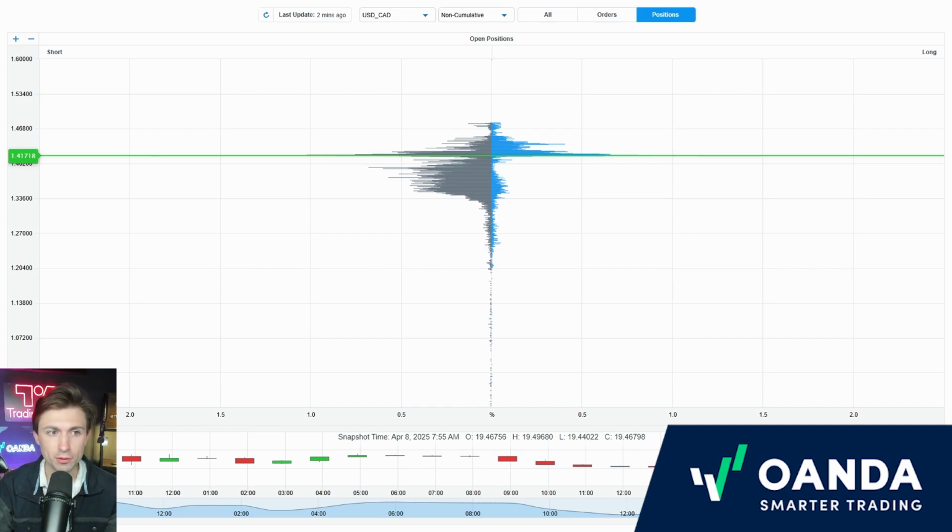Here's one more example using the US dollar versus the Canadian dollar. What we can see here is a pretty clear distinction: a lot of sell orders below current price, and then a smaller amount, but still plenty of buy positions open above current price.